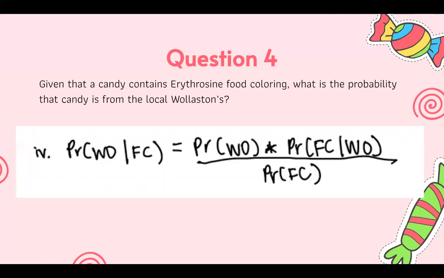So for the last question, I'm Hazelyn and I'll be presenting the last question. And for the last question, what we're looking at is, given that a candy contains erythrocene food coloring, what is the probability that it is from the local Wollaston's? And to solve this question, we can use Bayes' theorem and then plug in the values. So using Bayes' theorem, we would do the probability that the candy is from Wollaston's times the probability that the candy is food colored given that it is from Wollaston's, and all of that divided by the probability that the candy is food colored.